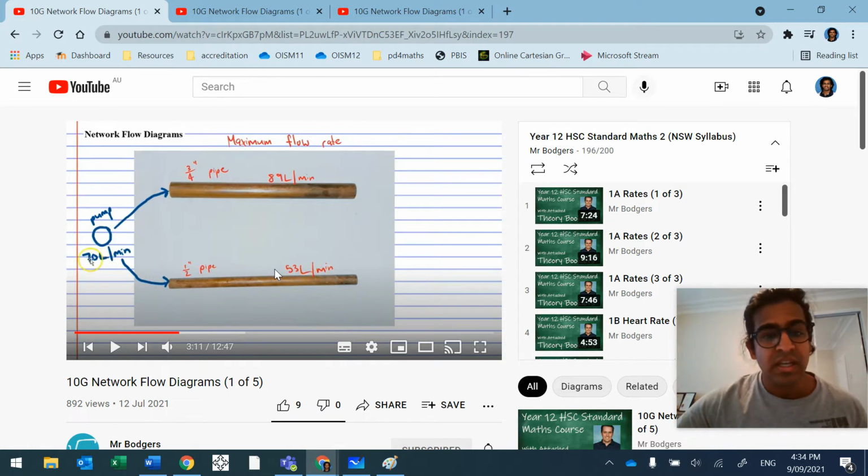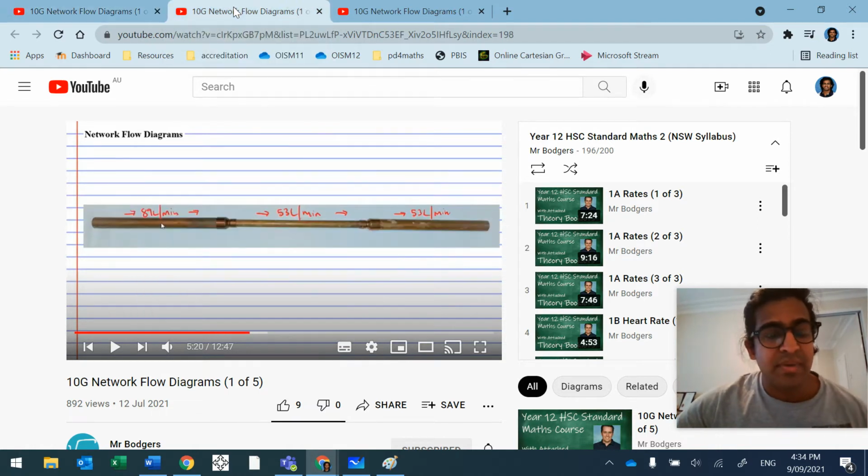Now what happens if we look at this particular situation? If we've got water flowing through this pipe at 89 litres per minute, and then it hits this pipe, which has a capacity of 53 litres per minute, and then after that, it hits this pipe, which has a capacity of 89 litres per minute as well.